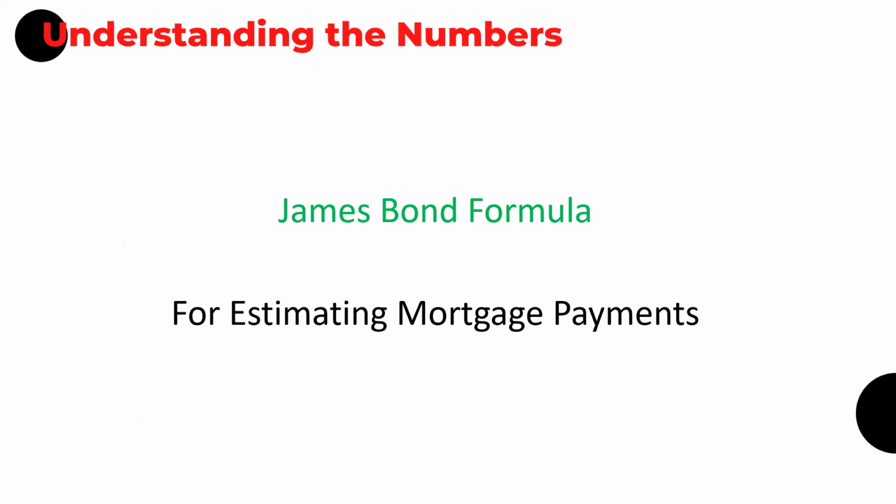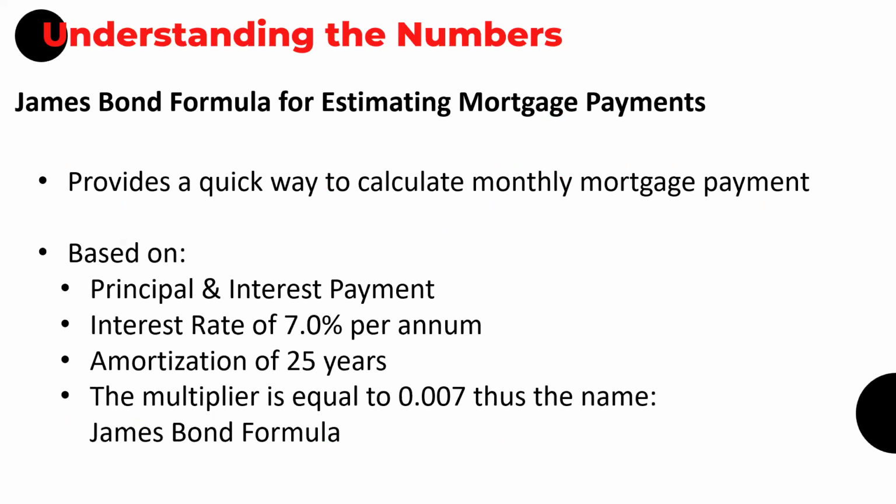Now we're going to talk a little bit about estimating mortgage payments. If you're sitting down in a restaurant or at a Tim Hortons and you're trying to figure out your cash flow, you're going to want to be able to estimate your mortgage payments quickly. For that, we use the James Bond formula. It's a quick, easy way to calculate mortgage payments, and it's based on principal and interest with interest rate of 7% per year and amortization of 25 years. Essentially, all you do is multiply 0.07 times the principal of the mortgage. And that's why they call it the James Bond formula.